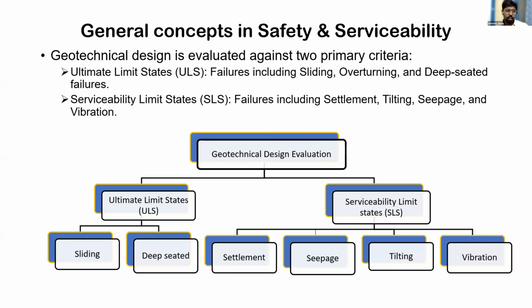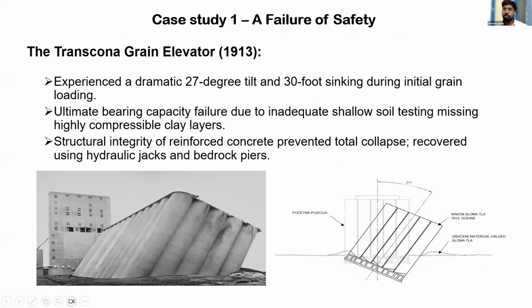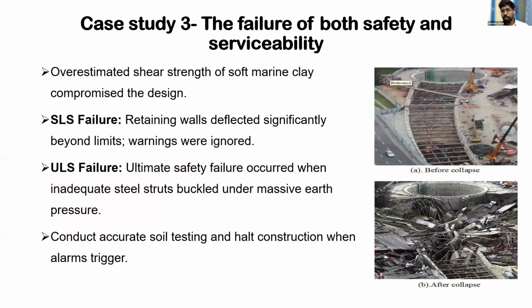Every geotechnical design is evaluated against 2 primary criteria. First, we have ultimate limit state, and the second, we have serviceability limit state. We all well know about it. In the ultimate limit state, the focus is on sliding, deep-seated failures, and settlement. In the serviceability limit state, we focus on seepage, tilting, and vibration. Now, let's see the case studies. I have 3 case studies here.